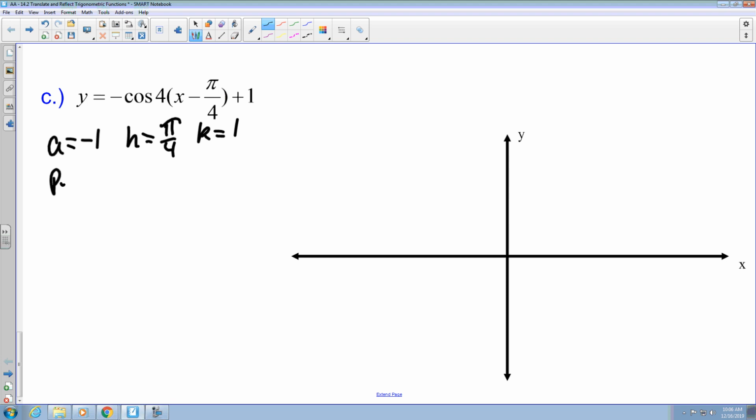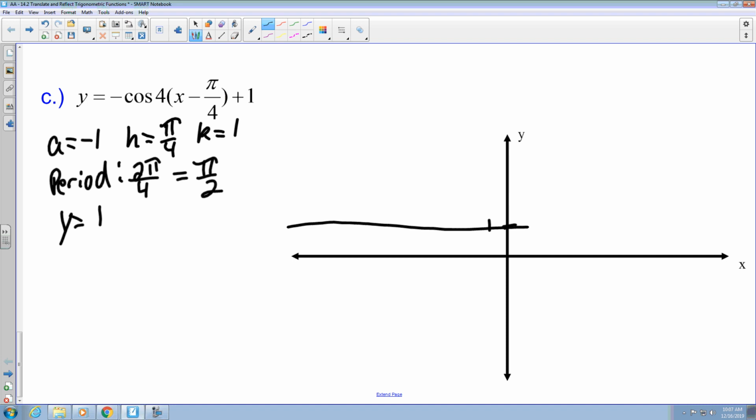My period for this function is going to be 2 pi over b, which is 4, which equals pi over 2. So period is pi over 2. And it's cosine, so there are two midlines, one minimum and two maximums. So I'm going to draw the midline, so it's going to be y equals k, so it's y equals 1. So I find 1 here, and I draw my midline.